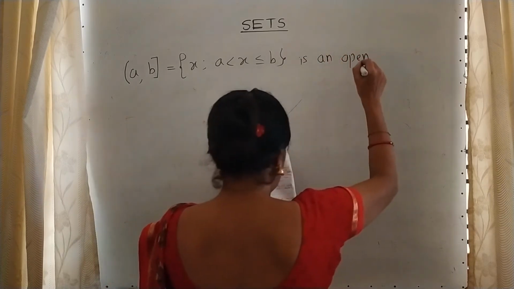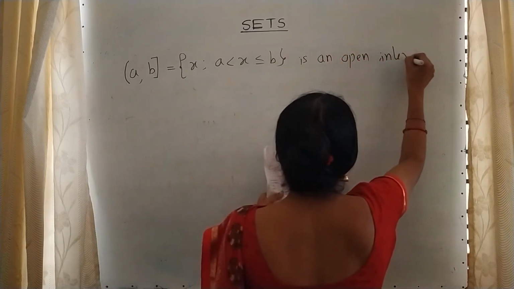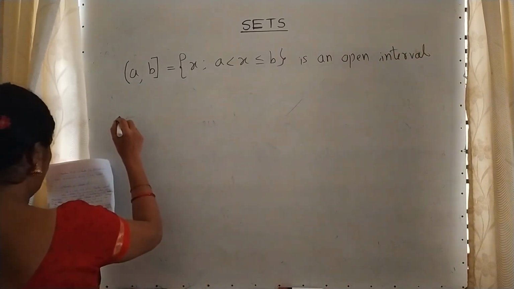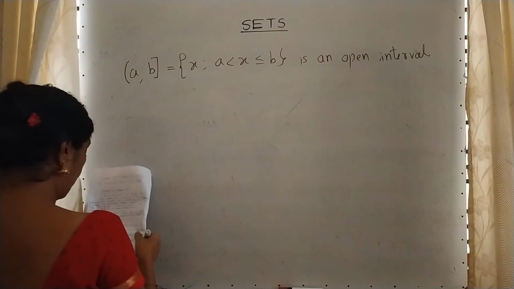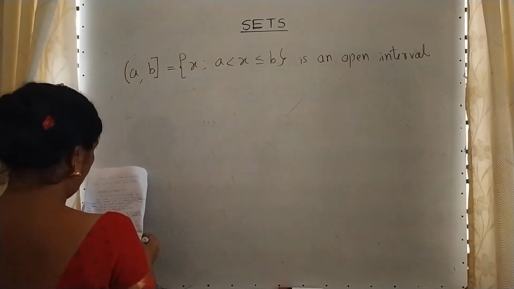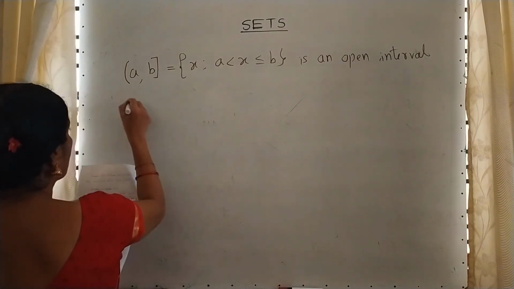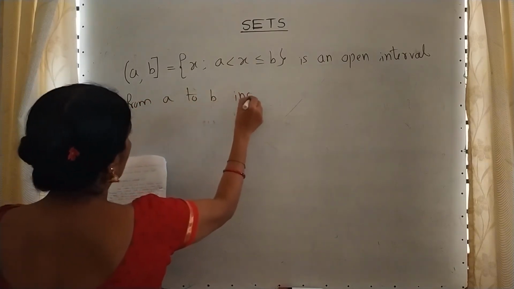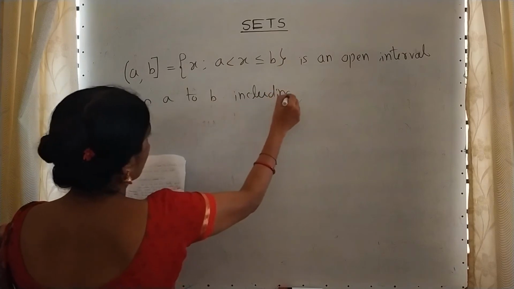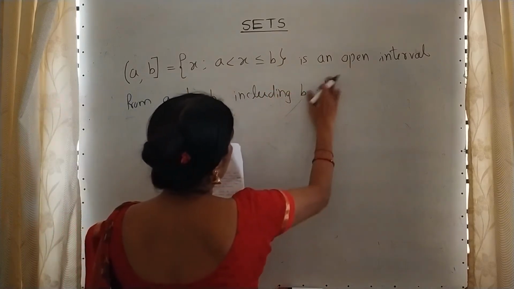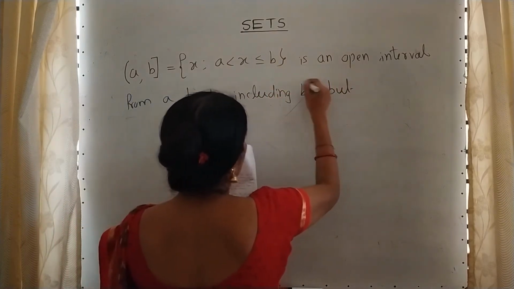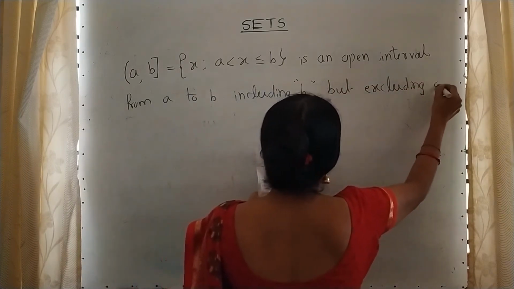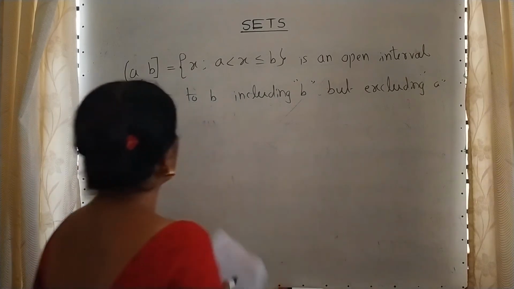An open interval from A to B. Open interval from A to B including B but excluding A. Understood?